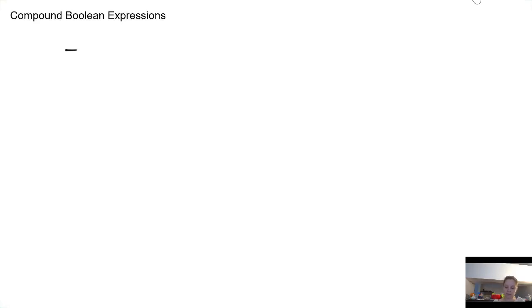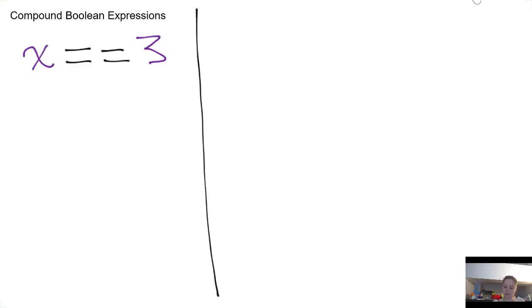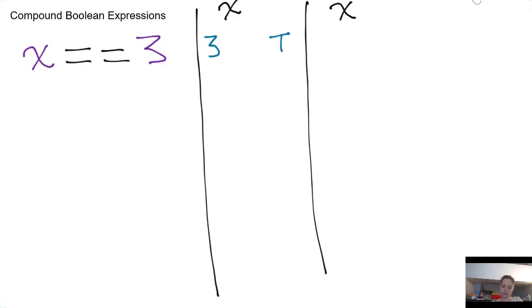Let's begin with the double equals. Double equals means is equal to. So let me put x is equal to 3, and then let me put a couple of x values. In this case, if x is 3, then x is equal to 3 is true. And if x was, say, 10, x is equal to 3 is false.